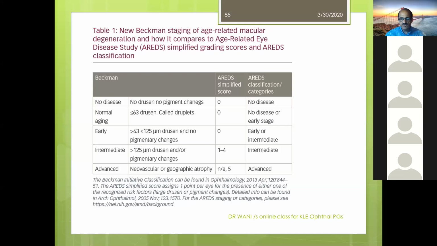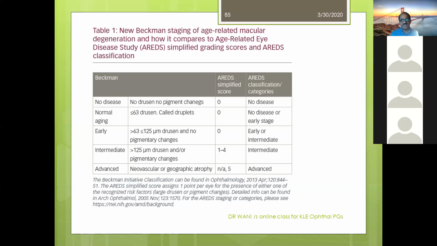I just want to clarify a few things. There were little doubts yesterday, so I'm just telling you the classification. This was published in the Survey of Ophthalmology, the Beckman initiative. We call it no disease when there are no drusen or pigments. In normal aging, there are small, hard drusen. If it is early, there are soft drusen, but less than 125 micron, and there are no pigmentary changes.